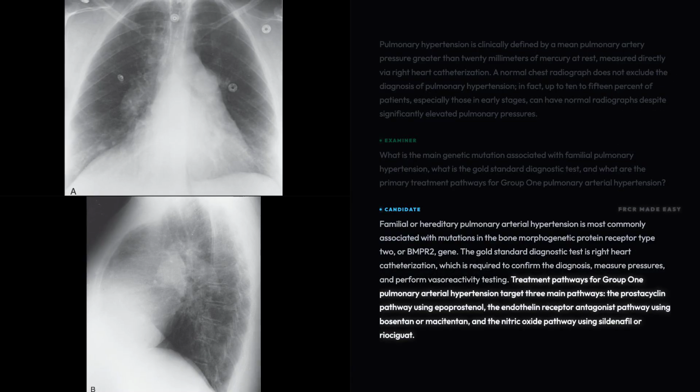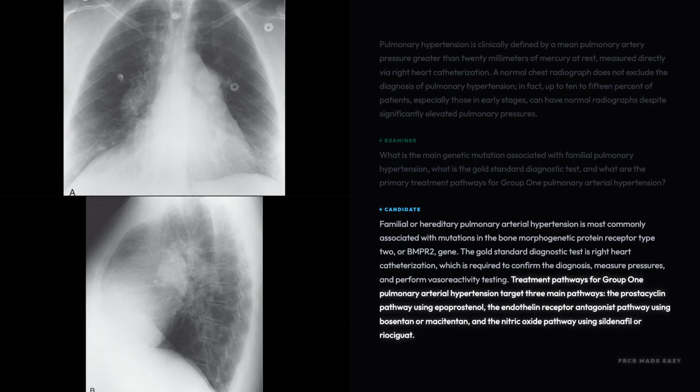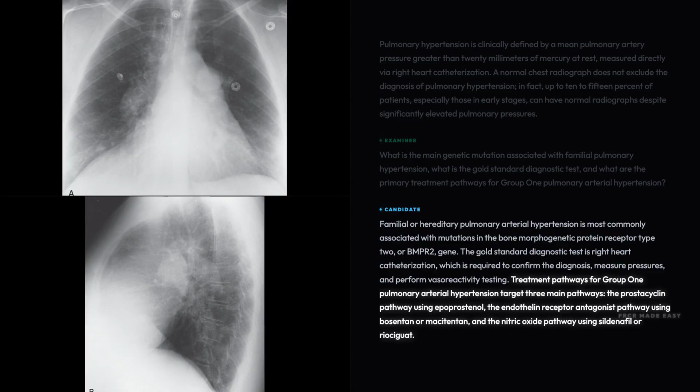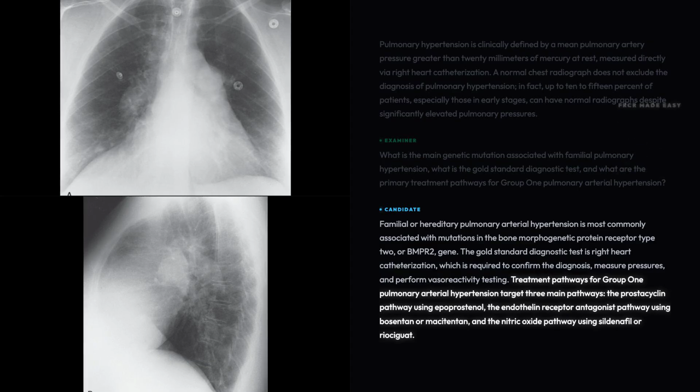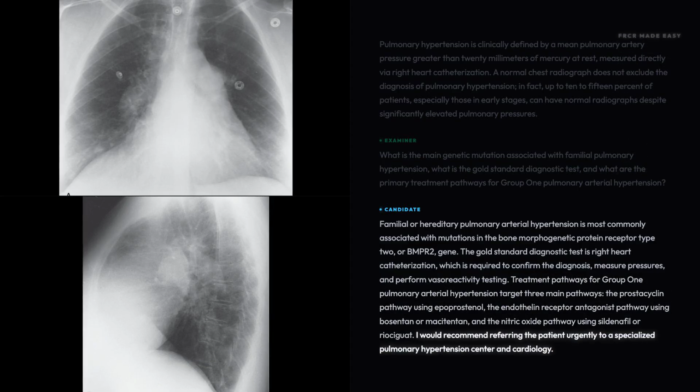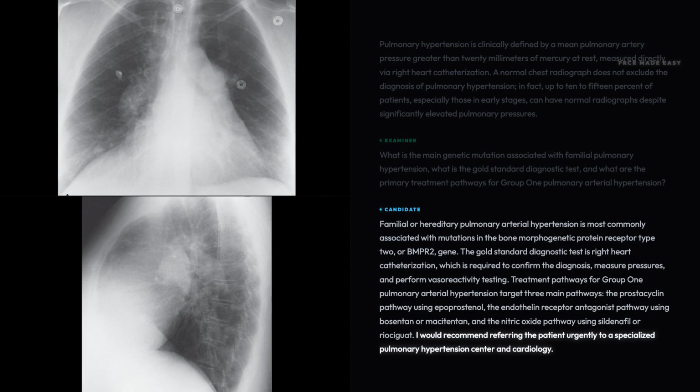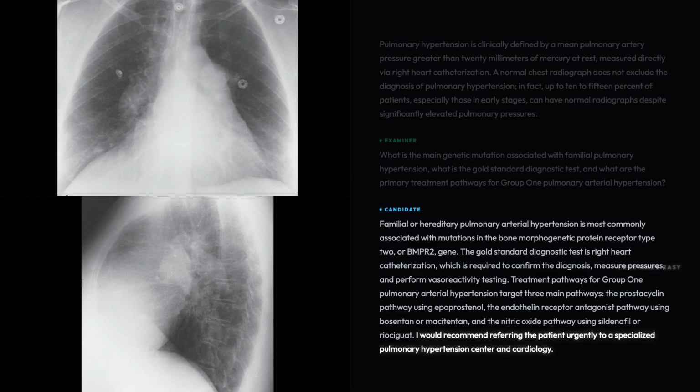Treatment pathways for Group 1 pulmonary arterial hypertension target three main pathways: the prostacyclin pathway using epoprostenol, the endothelin receptor antagonist pathway using bosentan or macitentan, and the nitric oxide pathway using sildenafil or riociguat. I would recommend referring the patient urgently to a specialized pulmonary hypertension center and cardiology.